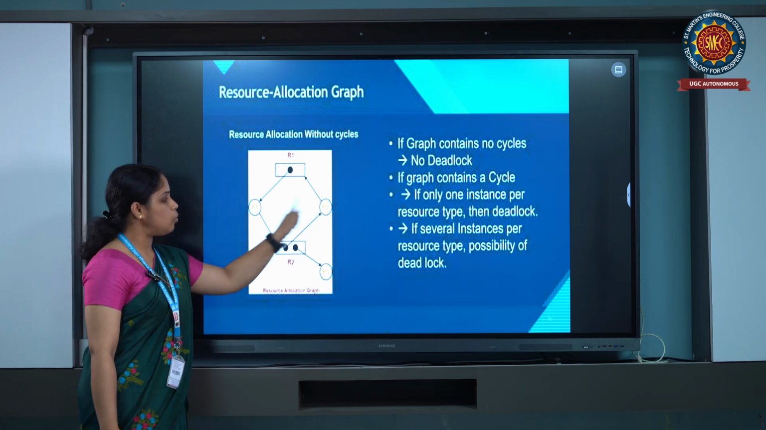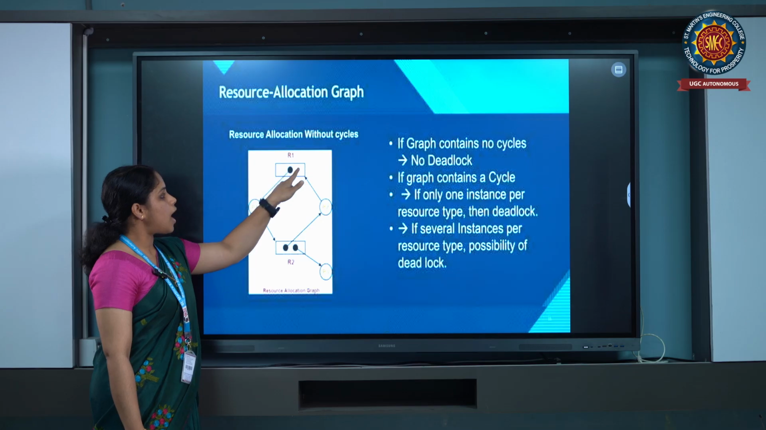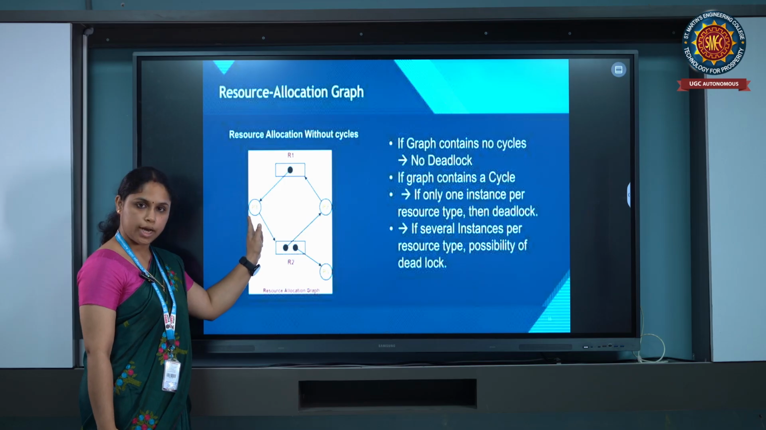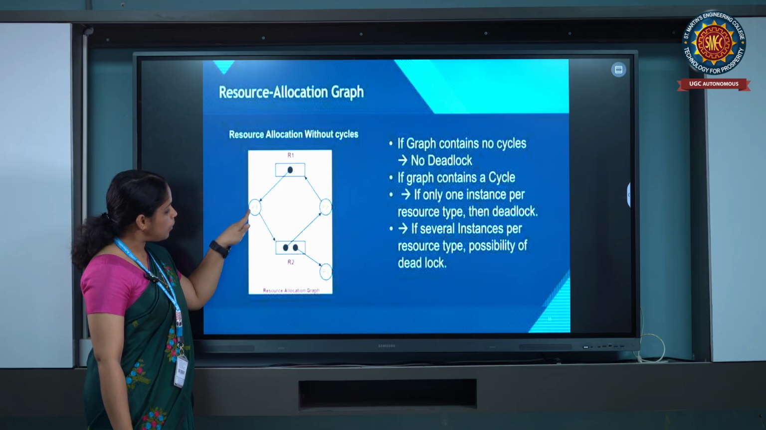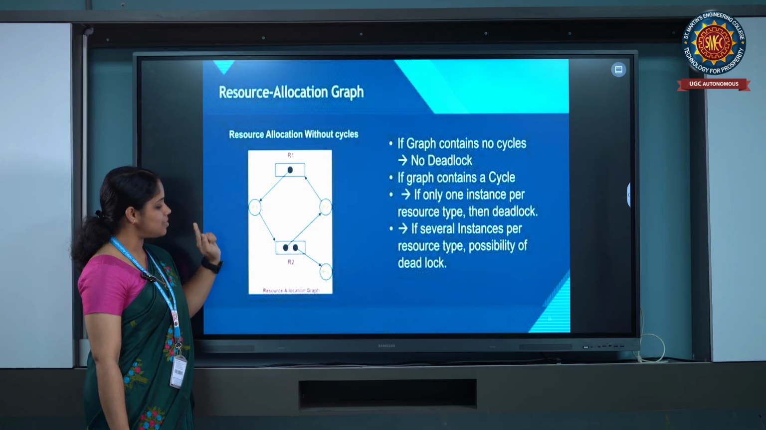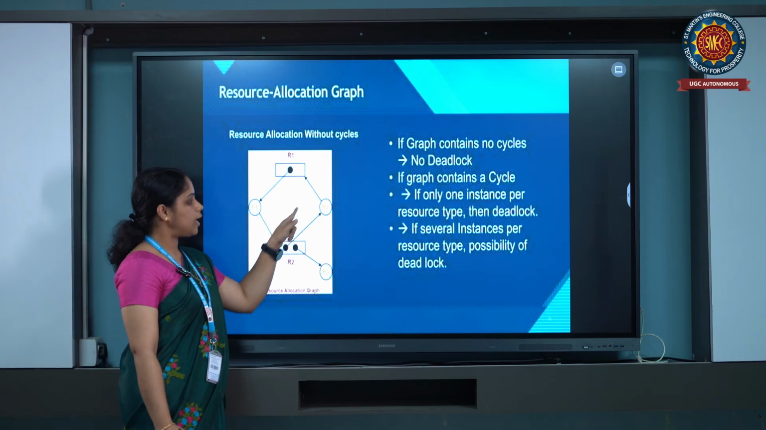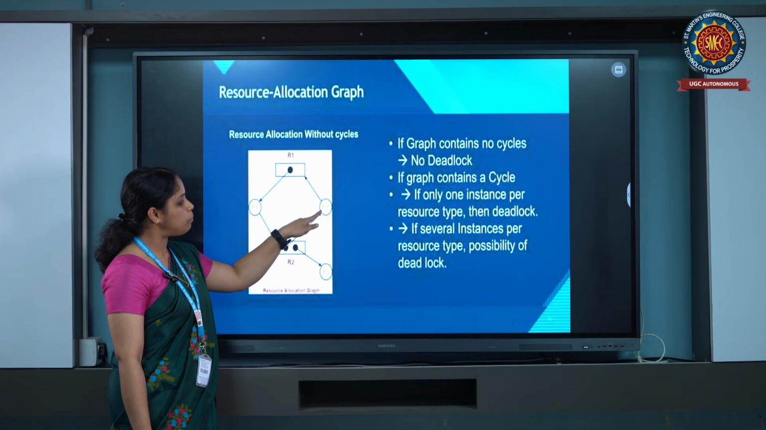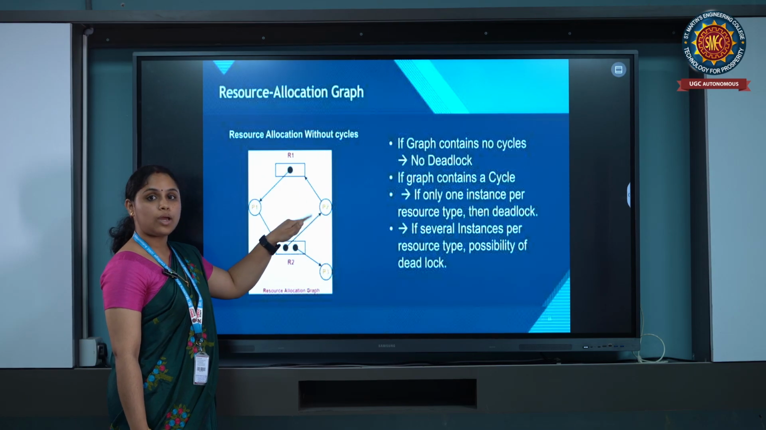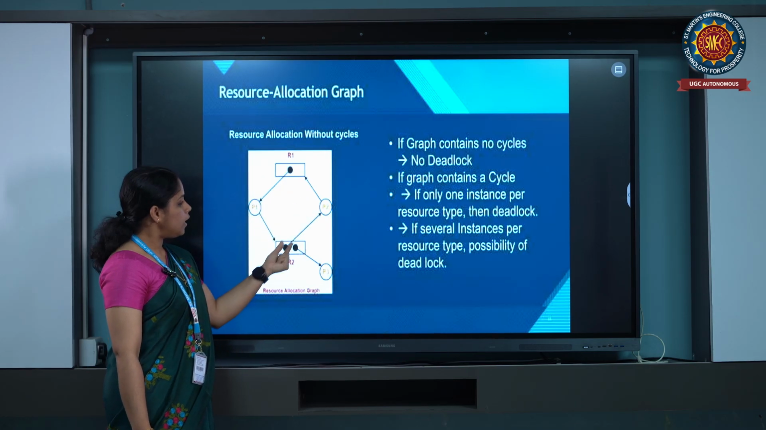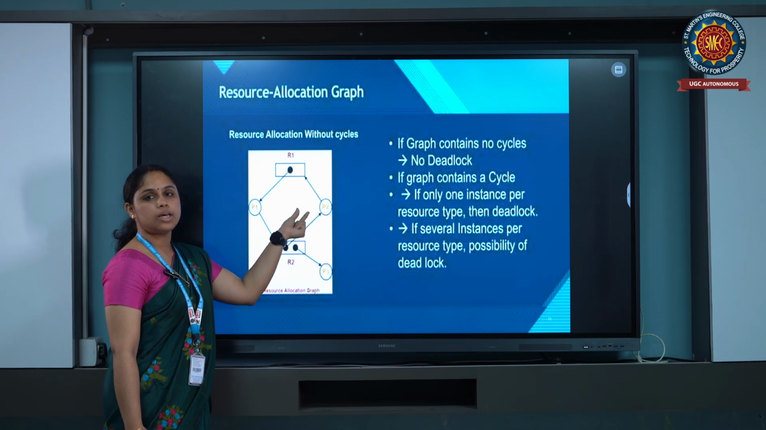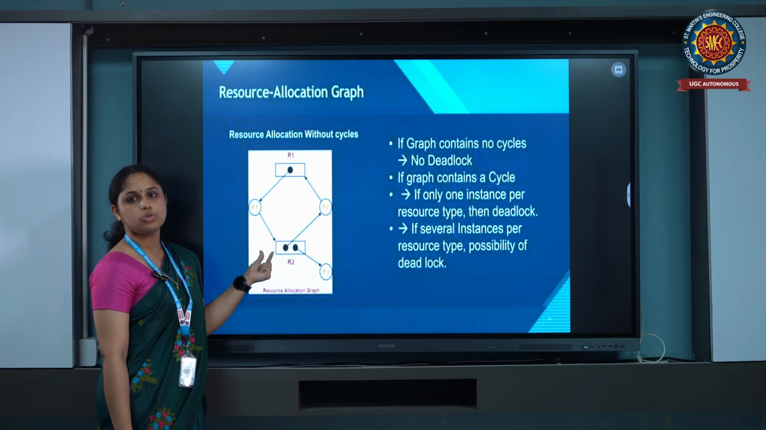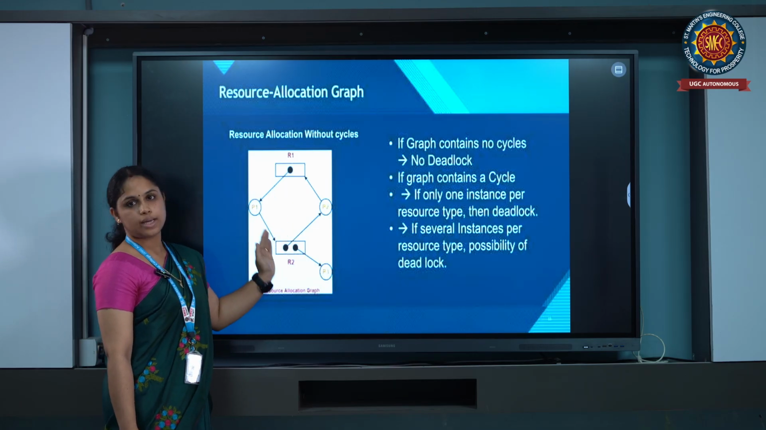For example, here P1 and P2 are there. The arrow from R1 to P1 means R1 is already allocated to P1. The arrow from P1 to R2 means P1 is requesting R2. Just like that, the arrow from P2 to R1 means P2 is requesting the resource R1, and the arrow from R2 to P2 represents that R2 is allocated to P2. So this is the meaning of the resource allocation graph.